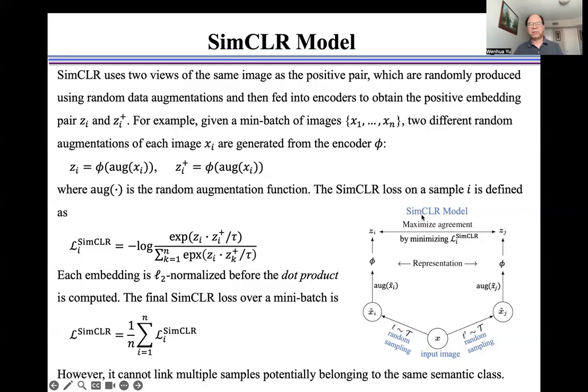We use the SimCLR loss to train the model. Each embedding is L2 normalized before the dot product is computed. The final SimCLR loss over a mini batch is defined as here. However, it cannot link multiple samples that potentially belong to the same thematic class.